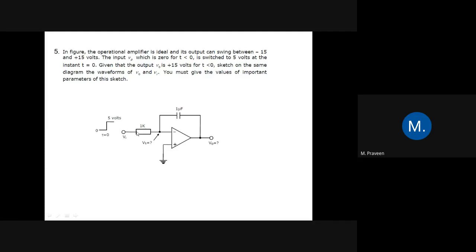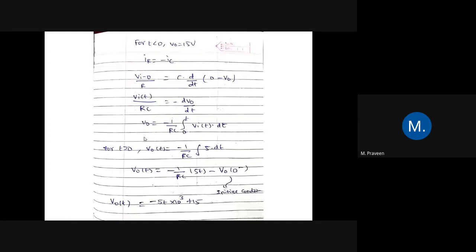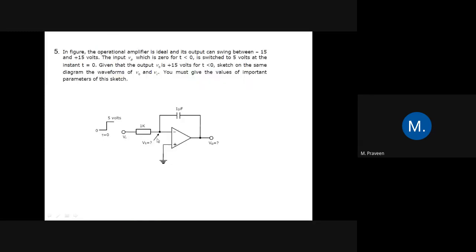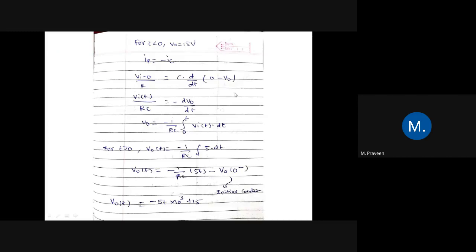Therefore, we can write IR as nothing but VI minus V1. But here V1 is 0. Therefore, IR is equal to VI divided by 1K, so VI divided by R. Now what is the formula for the current flowing through the capacitor? It is C into d by dt of the difference of voltage. Here the voltage on one side is 0 and on the other it is V naught, therefore 0 minus V naught.